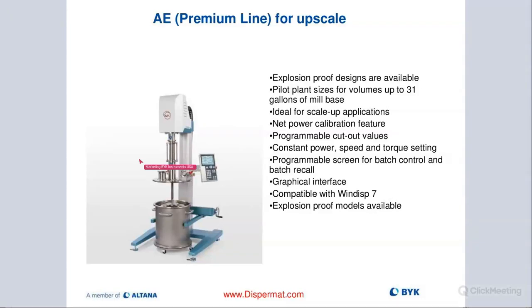We can go all the way up to 31 gallons of mill base. Ideal for scale up, if I want to go to production. Again, because we're using the C technology, we can do the net power calibration and program these cutoff values. We can set up the machine to run not only with a certain speed, but also with the amount of energy we want to put in. That means if I'm running with constant power, then as the viscosity changes during the dispersion process, my machine would automatically adjust the speed to always maintain the amount of energy that we are putting in.